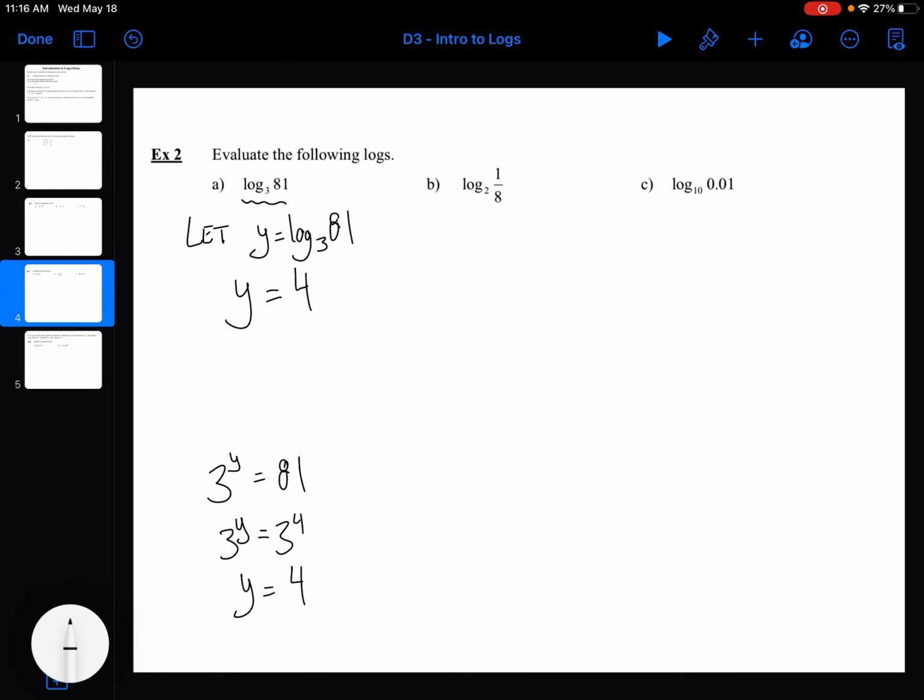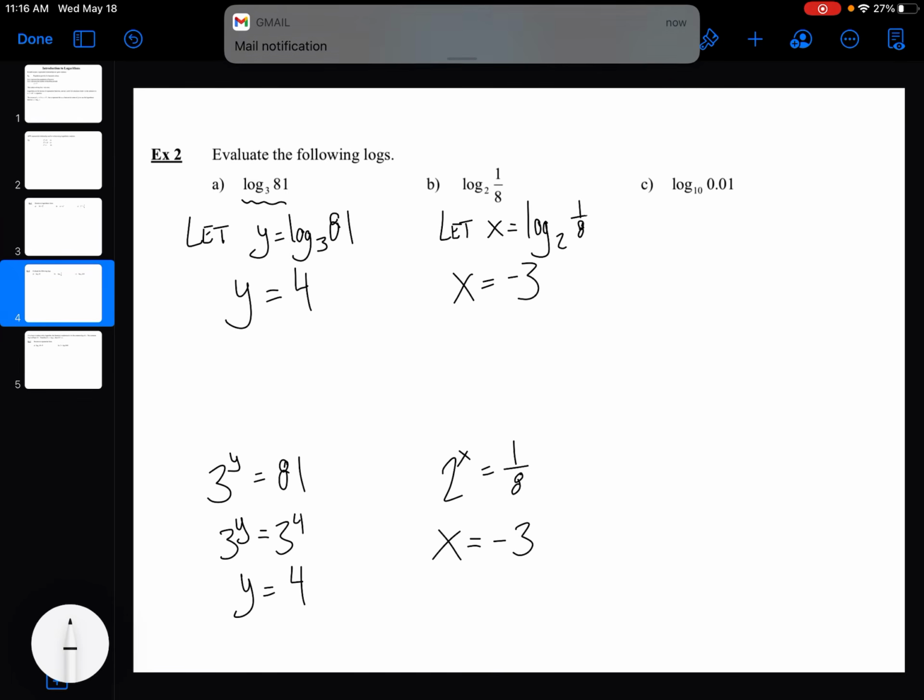Same thing for the next one. We'll let x equal log base 2 of 1 over 8. Again, I'll do it the same way. We would have 2 to the x equals 1 over 8. Really what I'm thinking of is, what value do I raise 2 to get 8? Because when I have the 1 over that value, all it's doing is making x negative. So 2 to the negative 3 would give me 1 over 8, and x is negative 3.